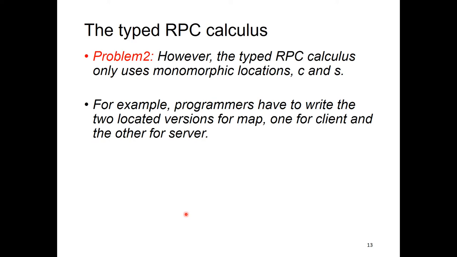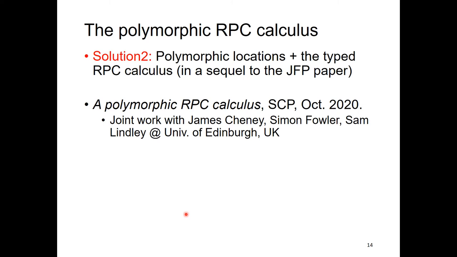The typed RPC calculus is good so far, but it has a problem because it uses only monomorphic locations such as client and server, not something to refer to both. For example, you cannot write a single polymorphically located map function. Instead, you have to write a client map function and a server map function separately. A solution is to introduce polymorphic locations to the typed RPC calculus. It is proposed by a SQL research to the JFP paper about a polymorphic RPC calculus. This is joint work with James Cheney, Simon Fowler, and Sam Lindley.